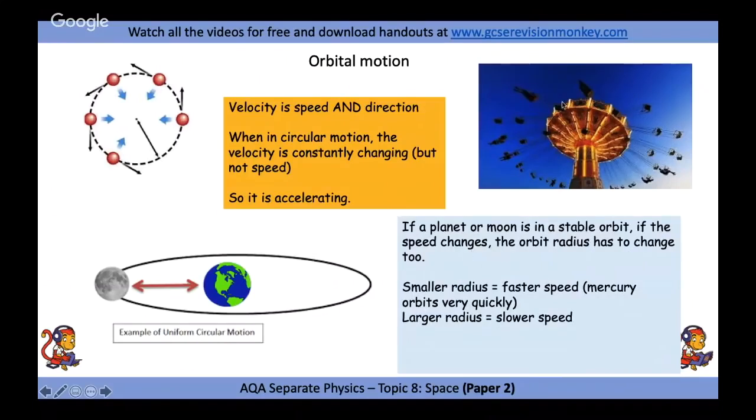So to make things spin closer to the center, we need a faster speed. So Mercury orbits very quickly, and if we have a larger radius, we need a slower speed, because the force of gravity is stronger the closer to the object you are.